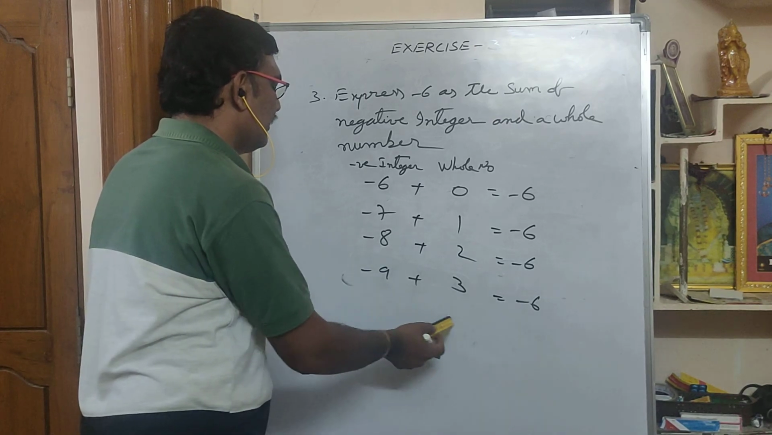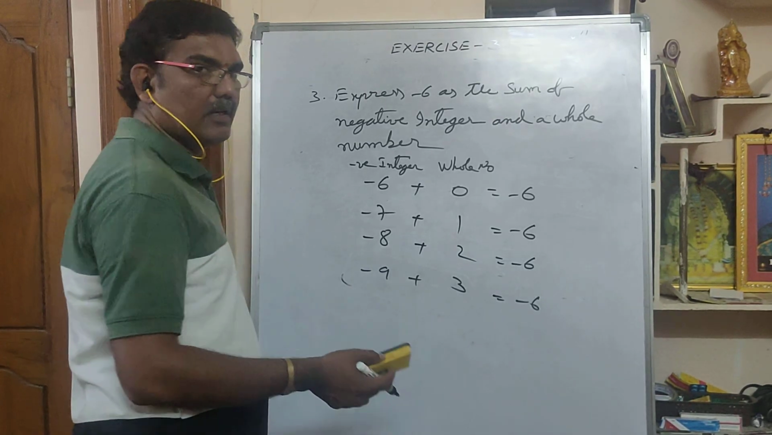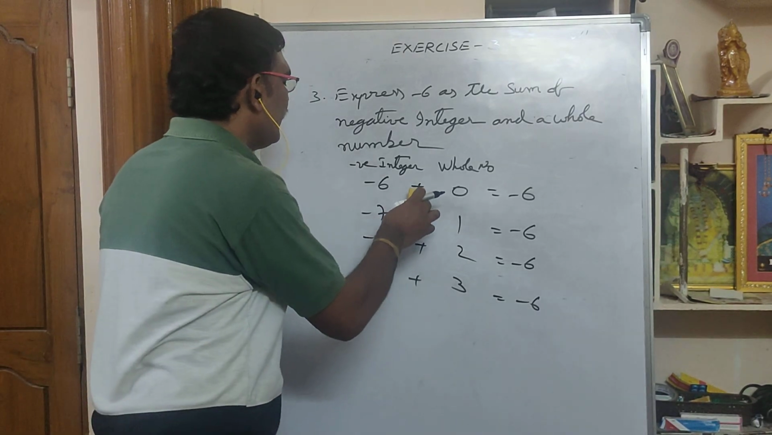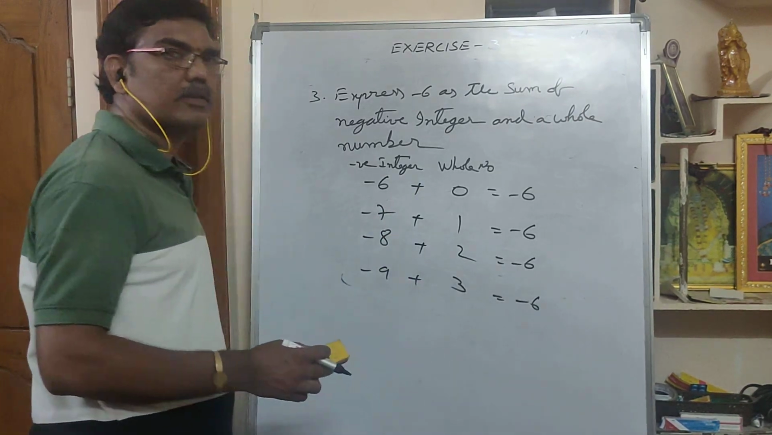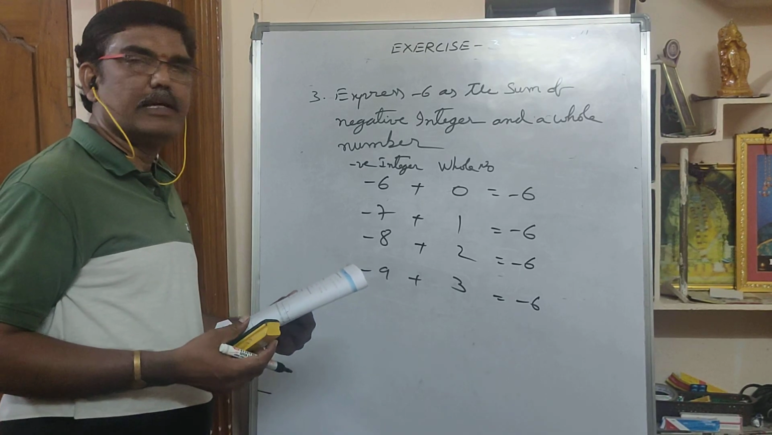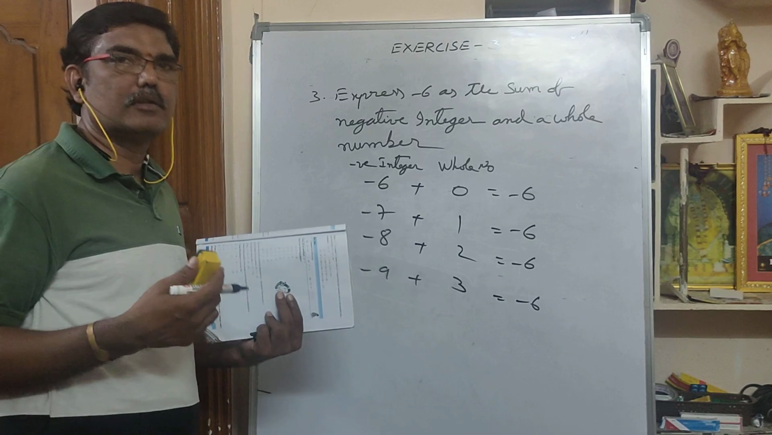4 with minus 10. 5 with minus 11. Like that you can go on writing. Don't say only 2, 3 and don't write only that. You can write your own answers. Okay. In the next class we will meet you for the next exercise.